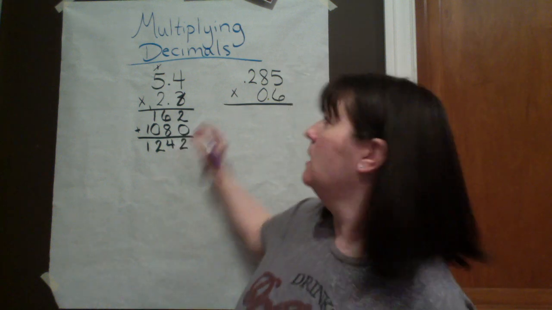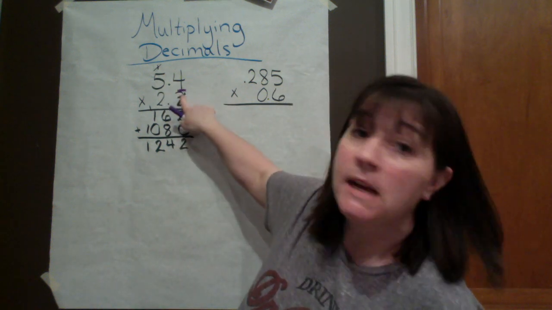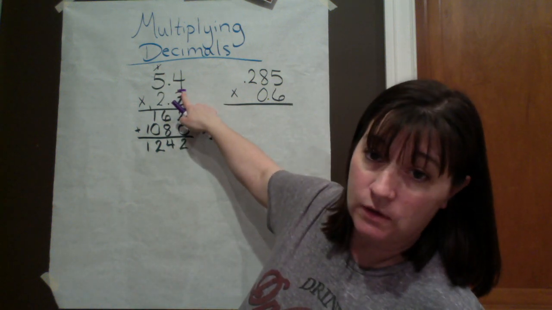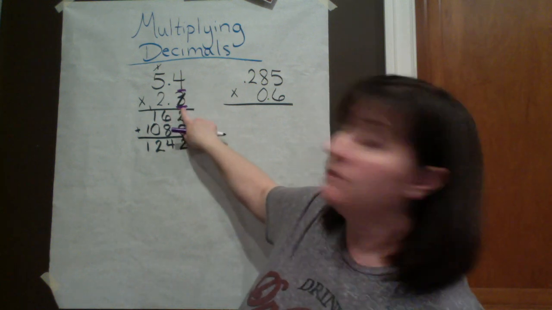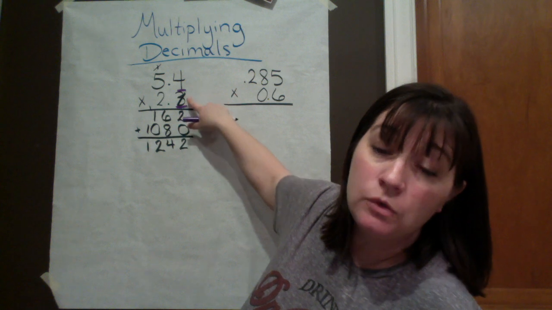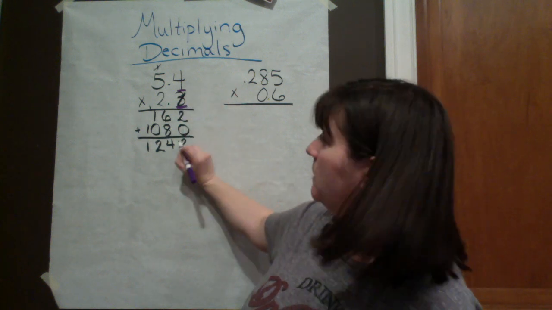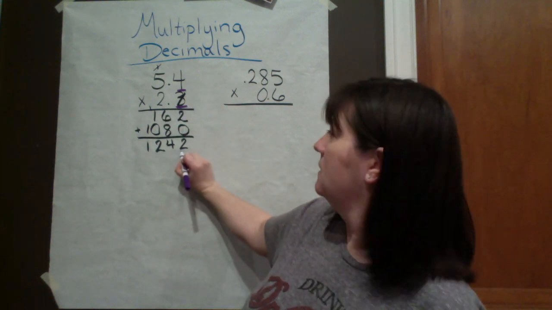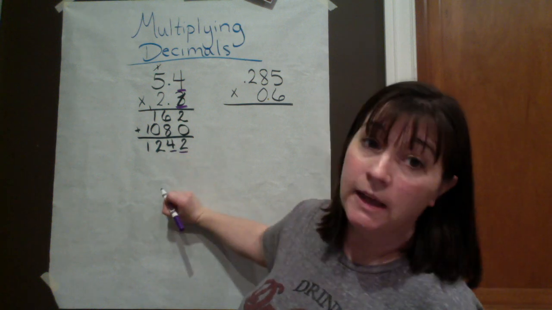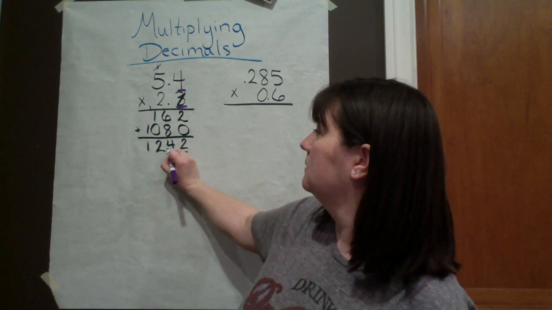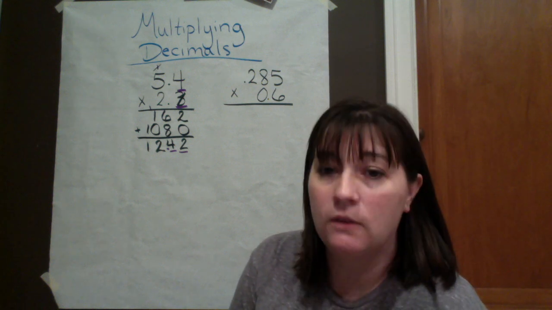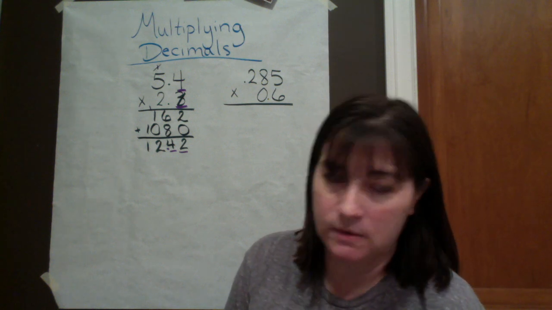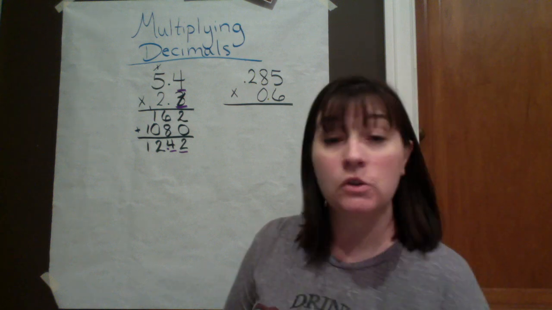Now, I need to go back and I need to see how many digits come behind a decimal in my problem. So I've got 1 here, and if it helps, underline so that you can keep track of them. So I've got 1 here, I've got 1 here. So I've underlined 2 digits behind a decimal, so I'm going to start at the end, underline 2 digits, and put them behind the decimal. So my answer should be 12 and 42 hundredths.